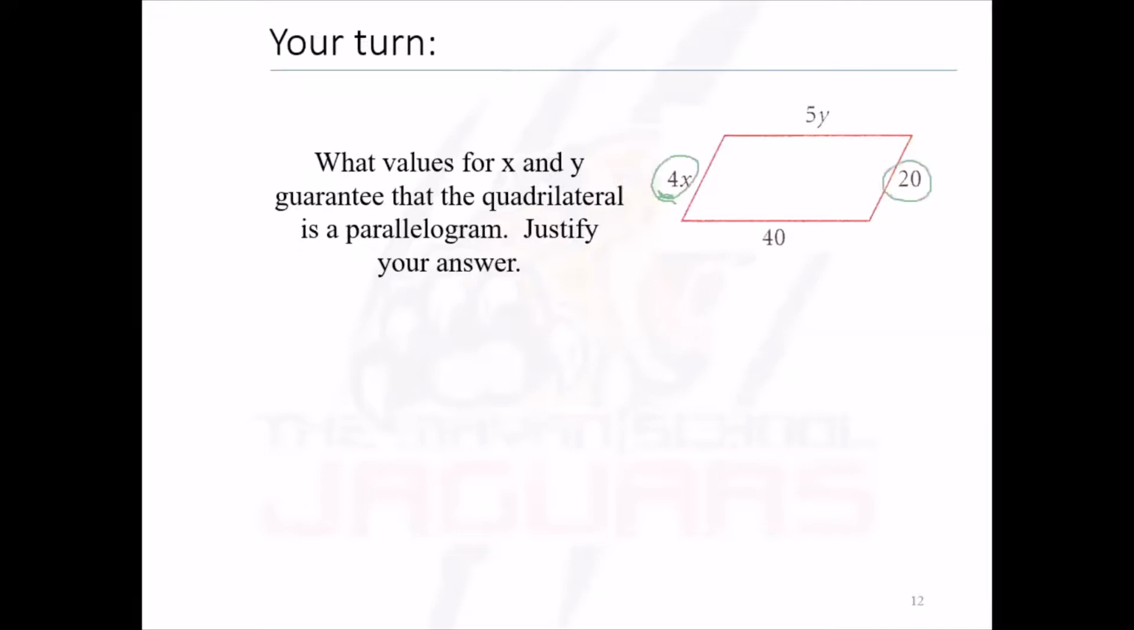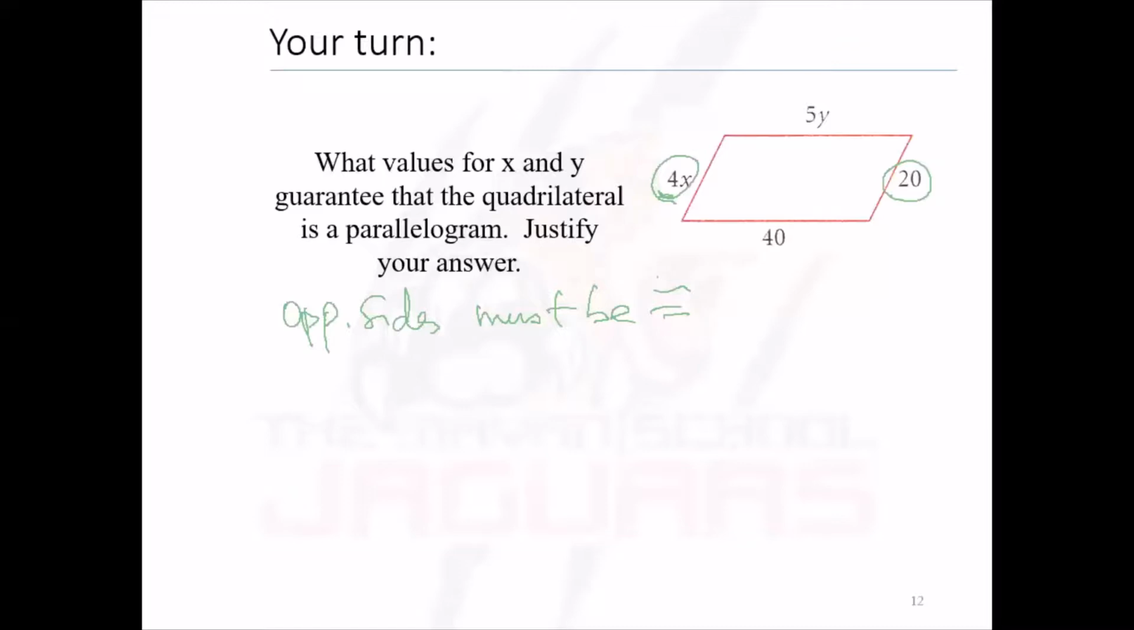Since they are opposite sides, I know there is a property that states that, let me restate this. I need to guarantee that this quadrilateral is a parallelogram. So if it is going to be a parallelogram, opposite sides must be congruent. I'm going to write that in here. Opposite sides must be congruent.